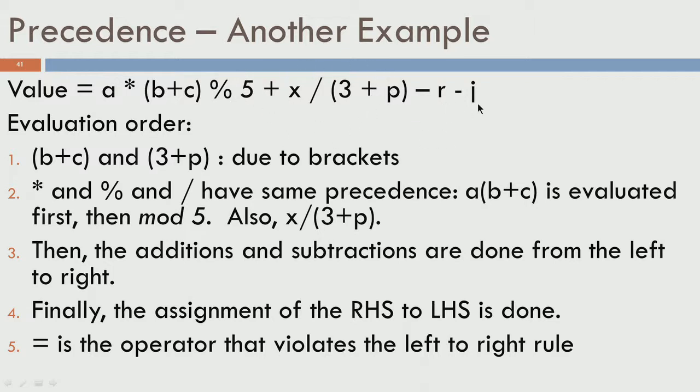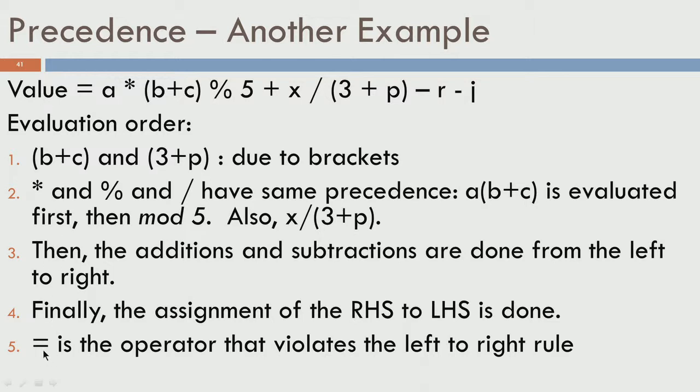minus r minus I. So, now you have only pluses and minuses. You simply go from the left to right side and you will do this plus that. The result is then you remove r from it and then you remove I from it. So, that will be the order in which you do things, and finally, the whole expression is evaluated and you have a value at the right hand side.